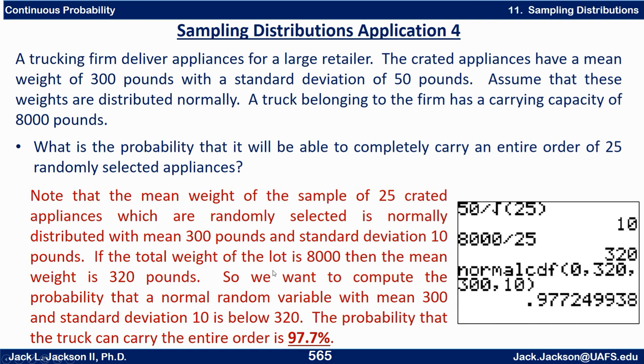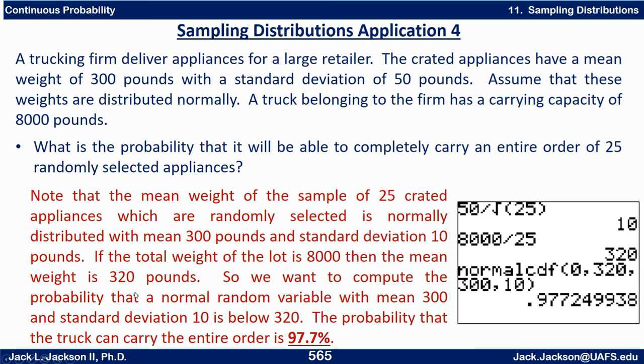Well, note that the mean weight of a sample of 25 crated appliances, which are randomly selected, is normally distributed with the mean of 300 pounds. And what would the standard deviation be? The standard deviation of individuals is 50 pounds. We're doing a sample of 25, so we're doing 50 divided by the square root of 25, which is 10, and that's going to be the standard deviation of the sample means, also known as the standard error of the mean. If the total weight of the lot is 8,000, then the mean is 8,000 divided by 25, which is 320.